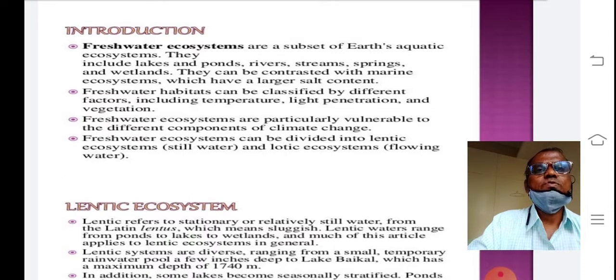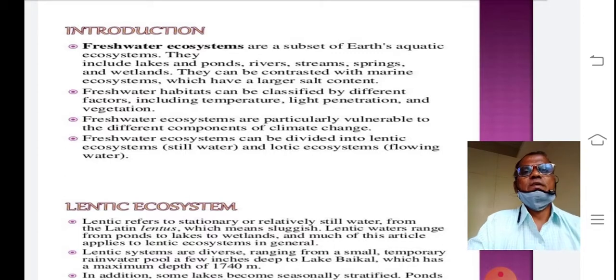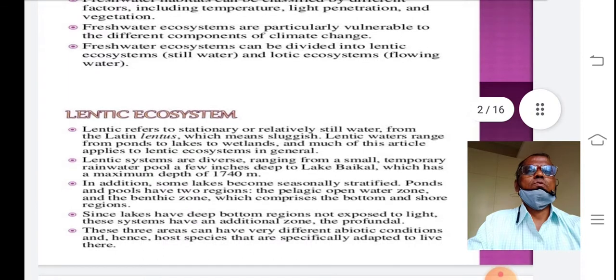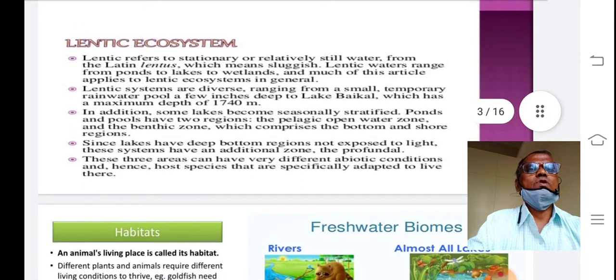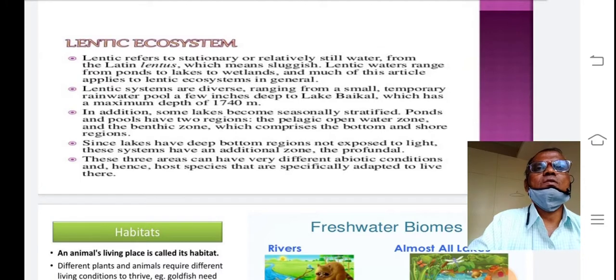In freshwater we may divide the ecosystem into two: the lentic ecosystem, which is still water that is not flowing, and the lotic, which is the flowing water condition. Remember these two words, lentic and lotic. So what are the characters of stored water? This still water, or lentic condition, has different characters.